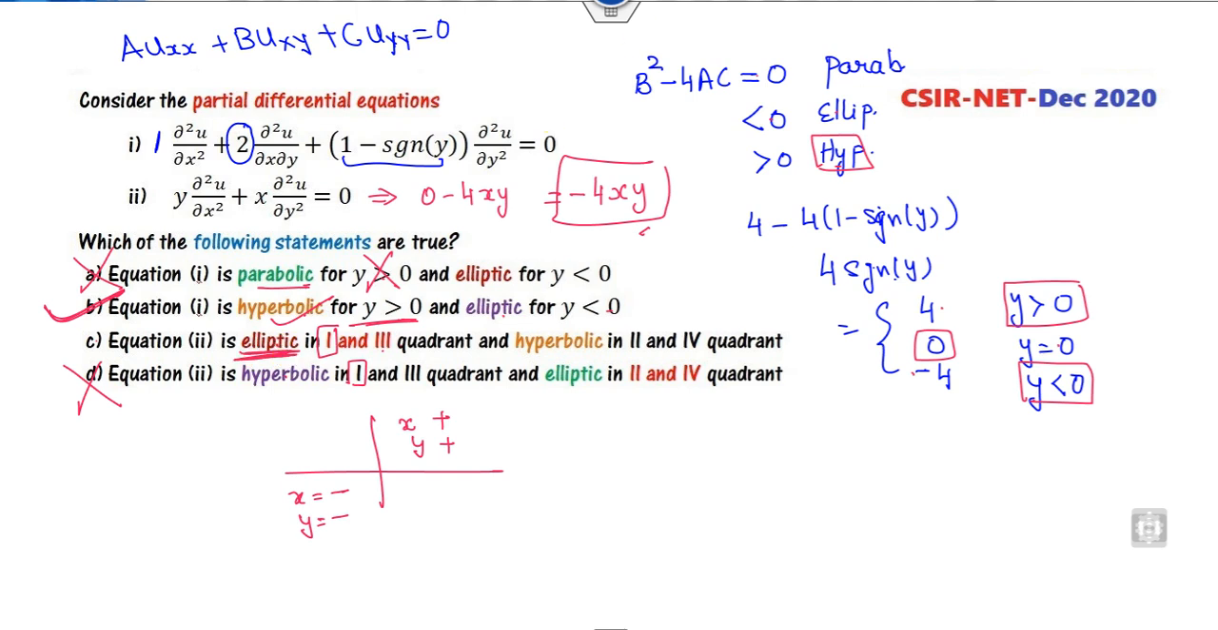That option is satisfied. Second quadrant, that is x is negative, y is positive, so this value will be greater than 0. That is hyperbolic, that's satisfied. In this case, x is positive, y is negative, again hyperbolic. So the right answer is b and c.